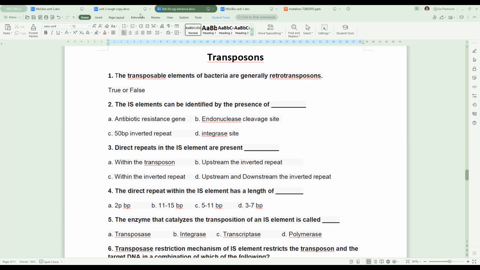Yes, I need an answer. Bacteria, are transposons there or not? Fast. Come up with an answer. True or false? True. True, ma'am.